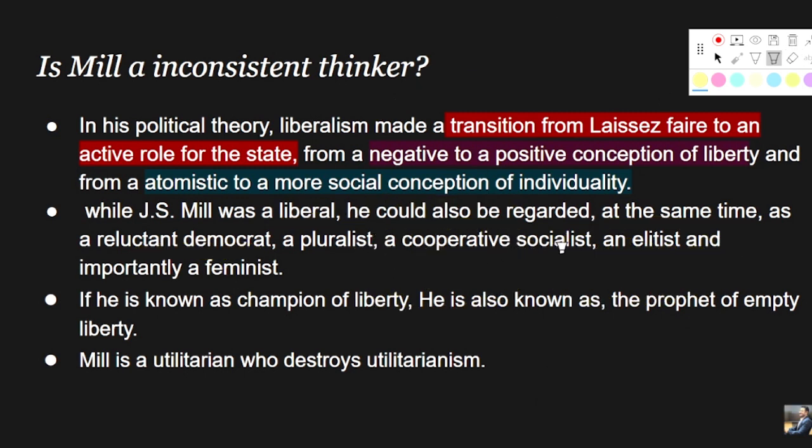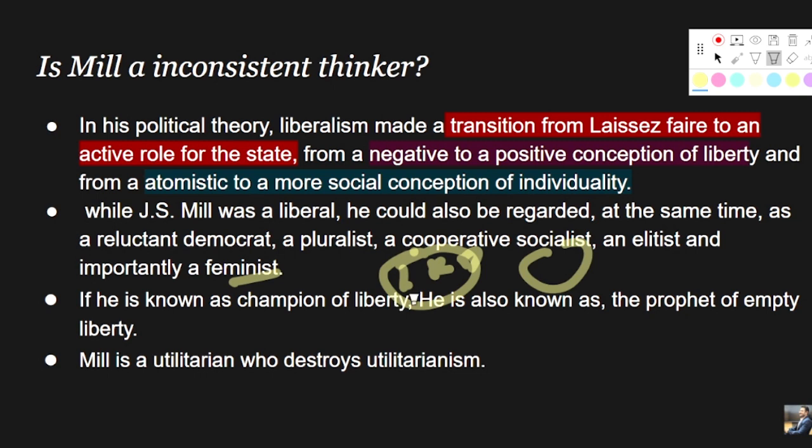A pluralist, a cooperative socialist, an elitist, and importantly a feminist, right? So we can see a concoction of all the ideas. On the one hand, he is propounding the idea of liberalism, but at the same time, he is also a reluctant democrat. On the one hand, he is a pluralist, who talks about the inception of plural cultures and ideas, he is also a cooperative socialist, where the state will have a direct control over the life of individuals, and an elitist, and importantly a feminist, right? So this is a brief about Mill.